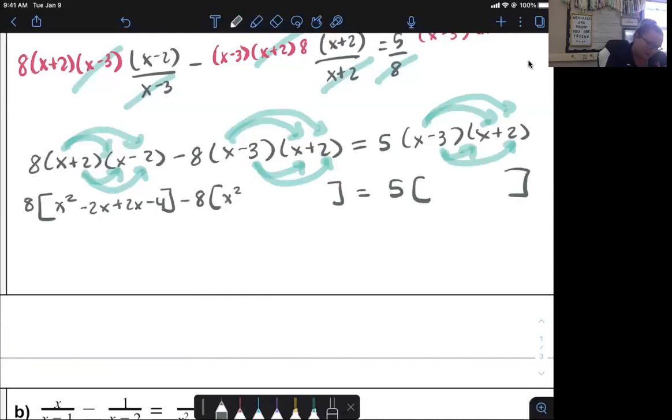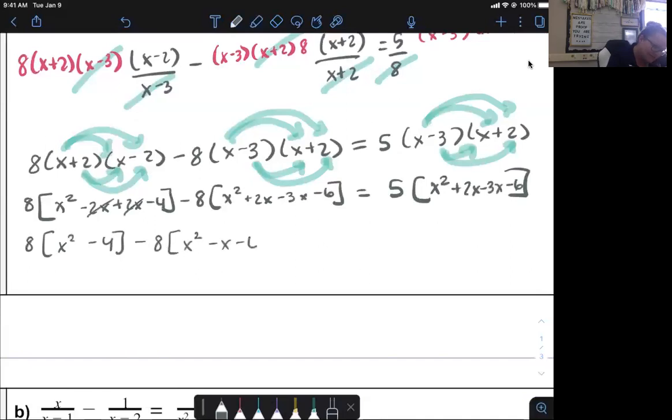x times x is x squared, x times 2, negative 3 times x, negative 3 times 2. x times x times 2, x times negative 3 times negative 2. All right, so we're going to have 8 times (x squared minus 4) minus 8 times (x squared minus x minus 6), 5 times (x squared minus x minus 6).